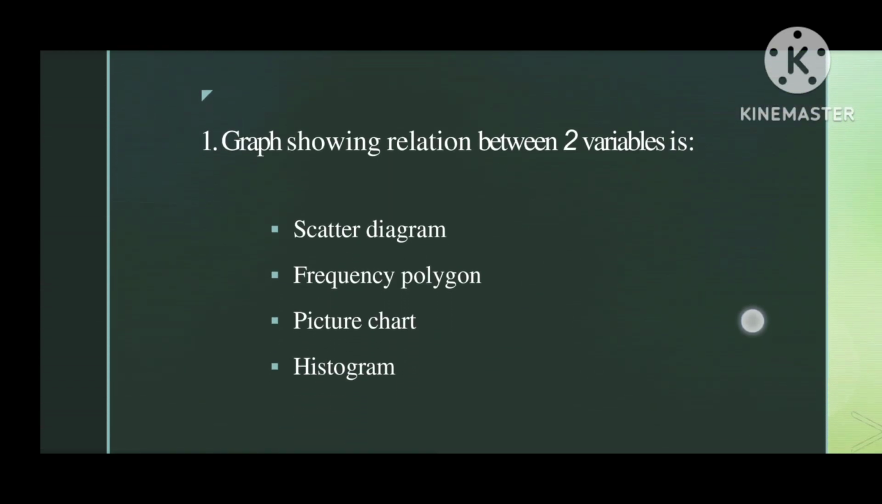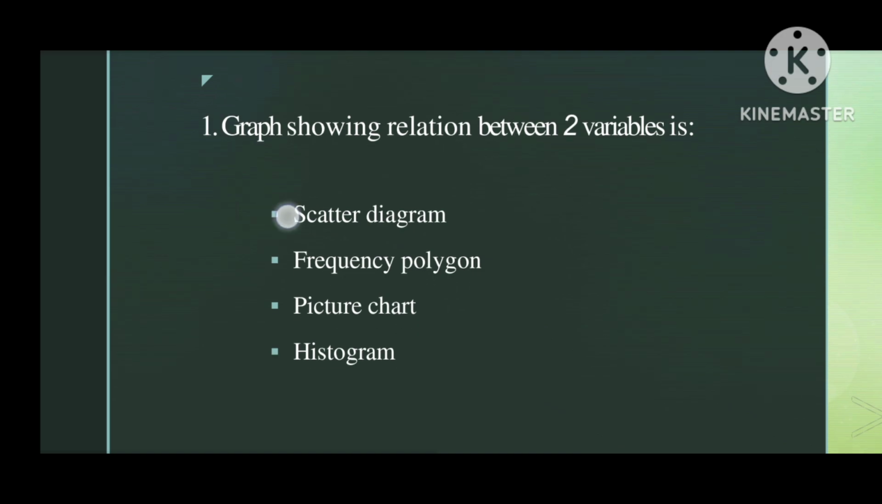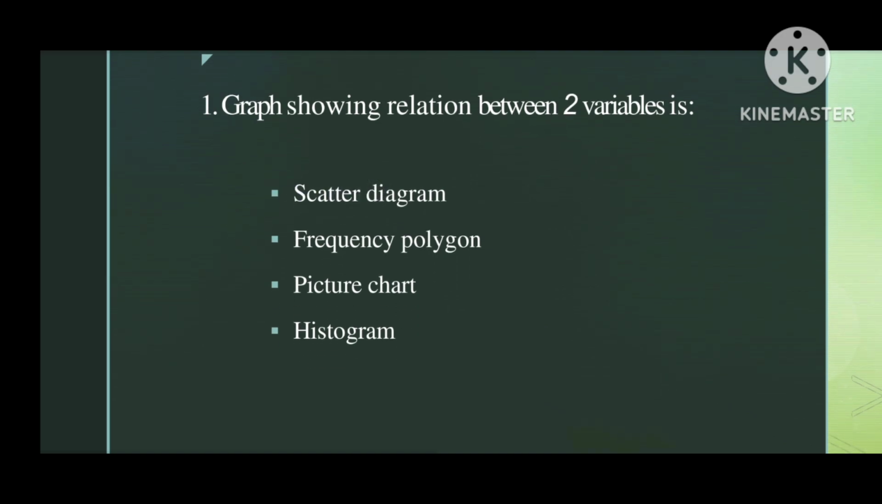So first question, graph showing relation between two variables is. The options are scatter diagram, frequency polygon, picture chart and histogram. So the graph which shows the relation between two variables is referred to as scatter diagram. Okay. So now let's move on to the next question, that is question number 2.